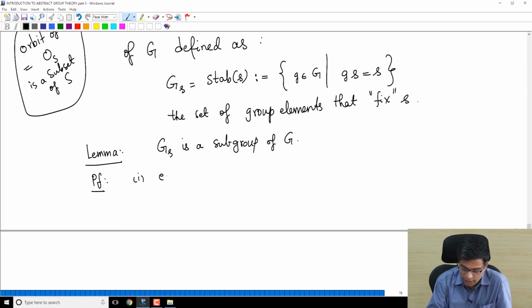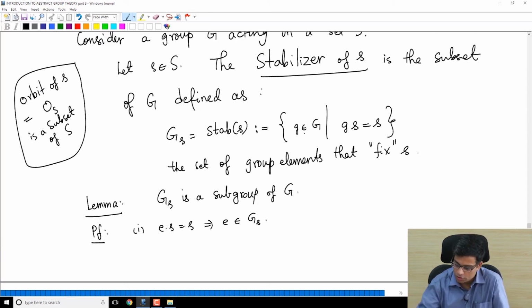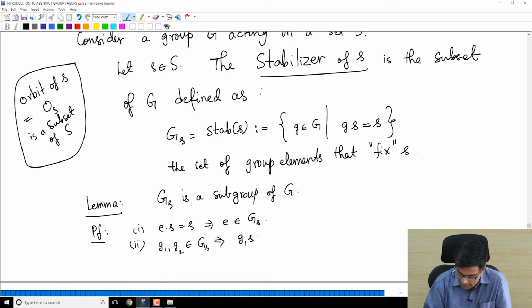First property, e times s is s by the definition of group action. So e fixes s, right? So e is in the stabilizer. The stabilizer is all g such that g s is equal to s. So the stabilizer contains the identity element. Let's say g1 and g2 are in the stabilizer of s. That means g1 s is s and g2 s is s, right? This is the definition of being in the stabilizer.